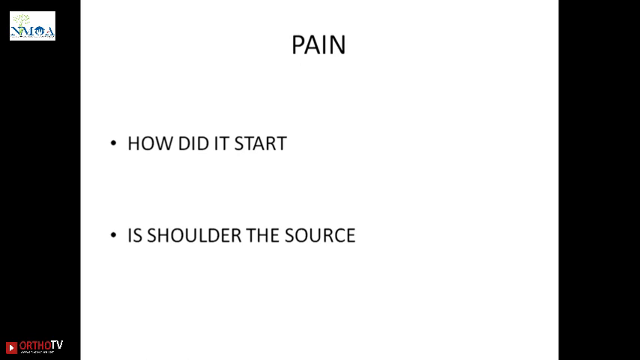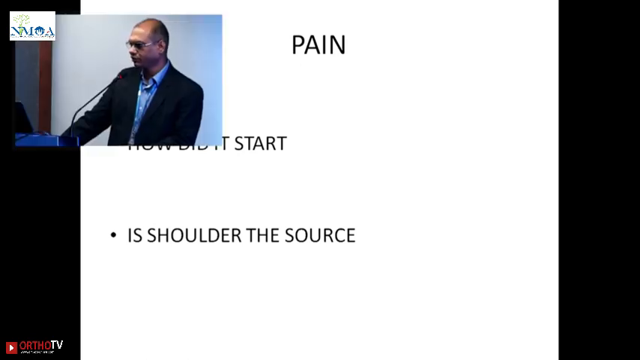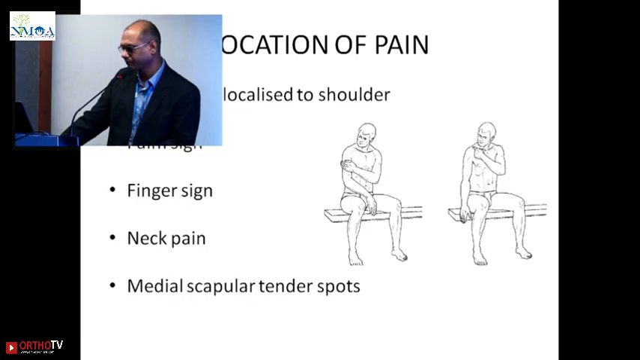Pain, how does it start? Most of the pains are usually heralded by some kind of an injury, but it has to be commensurate with the pain temporally and in magnitude also. And also we require to ascertain whether the shoulder is the source of the pain, or whether it's arising from the cervical spine or from the thoracic outlet.